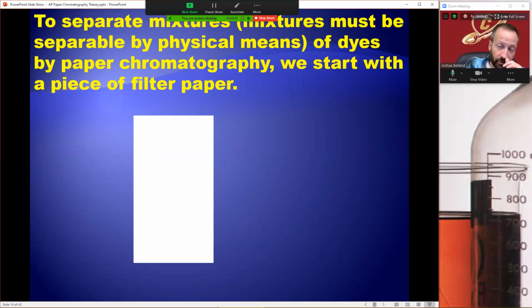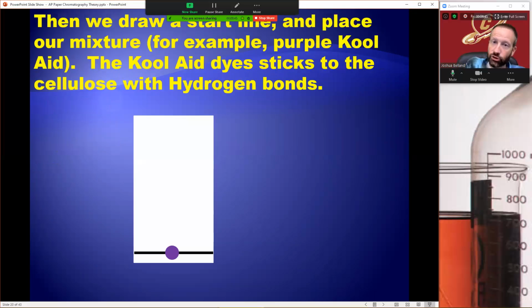Okay, so here is my virtual paper chromatography. So there's my paper, and I draw my starting line, and I'm going to put some purple Kool-Aid, some grape Kool-Aid concentrated right there on that start line. Now I chose purple because I know purple's made up of two things. Purple's made up of blue and red. Okay, but we'll get to that in a minute. Do I know that Kool-Aid will stick to the paper? Well, yes, I have spilled Kool-Aid onto papers before, and yes, it sticks. There's no way to get rid of it. So I do know it'll stick to the paper.